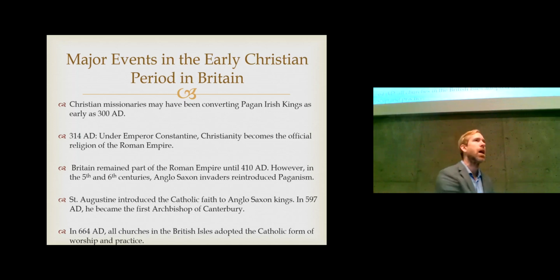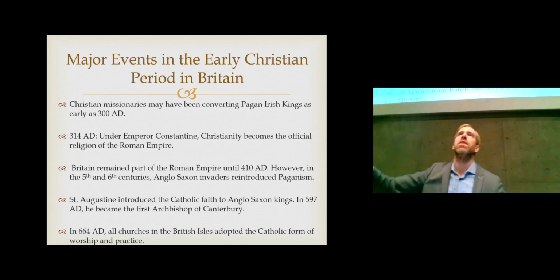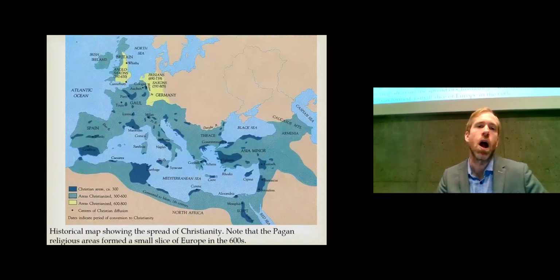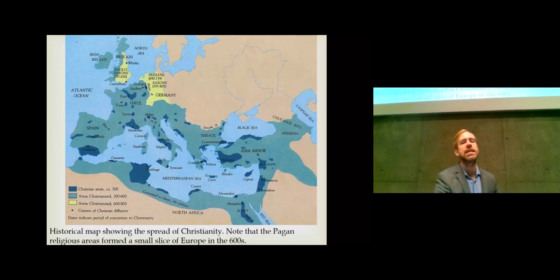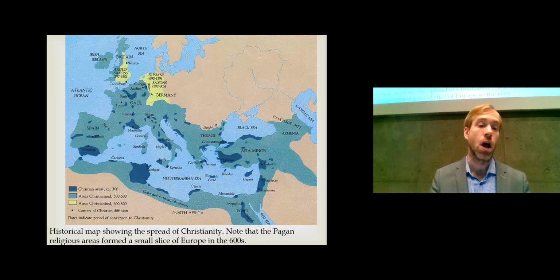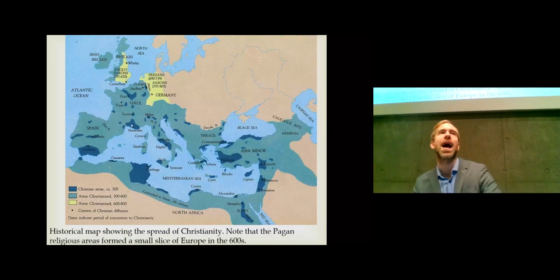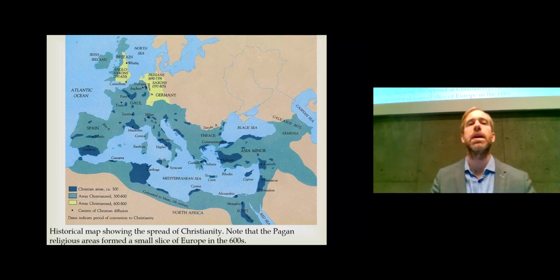They likely combined aspects of Celtic religion and Christianity for a while, creating a bit of a hybridized religion, but eventually it sort of fell within the larger institutional framework of the Roman Catholic Church. I see the historical map showing the spread of Christianity, and note that the pagan religious areas formed a small slice of Europe in the 600s. So by the time you get into the 7th century, you already have Christianity very widespread across the European continent.